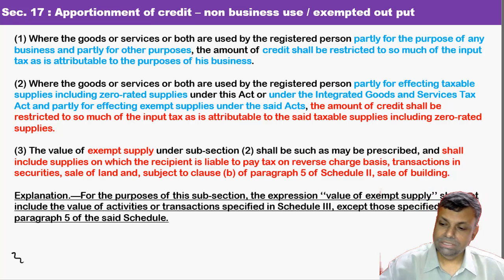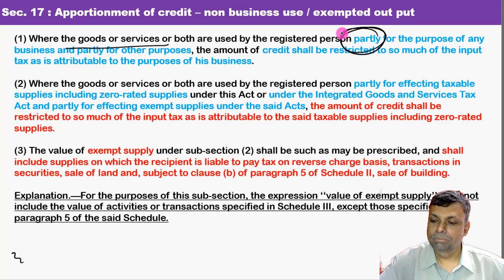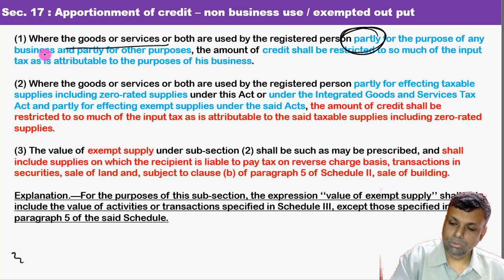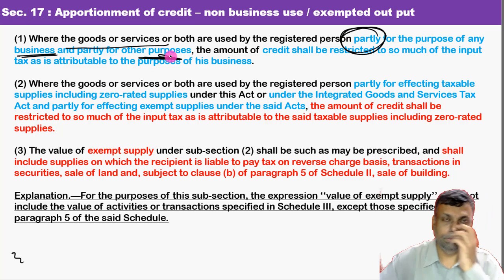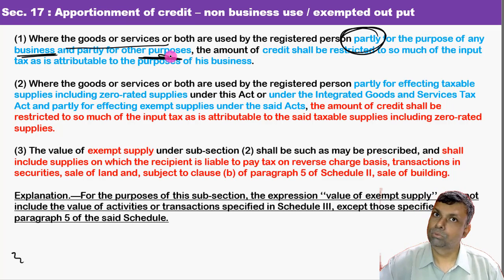So ultimately, friends, under this particular clause, where any goods or services are used partly for the purpose of business and partly for other purposes. So partly for the business and partly for the other purposes. In that particular case, there are some specified rules which tell you that there will be some sort of disallowance with respect to the input tax credit.